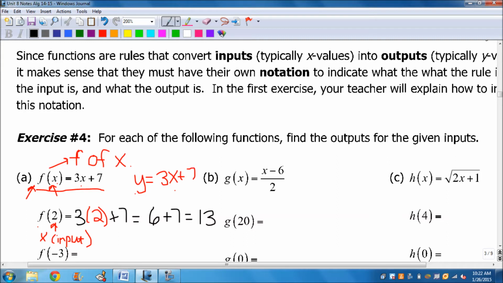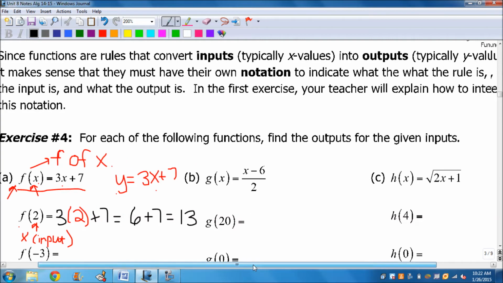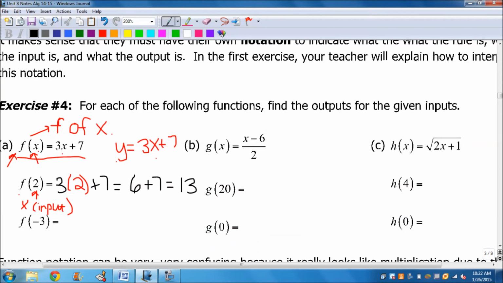Now, sometimes it doesn't have to be f of x. It could be any letter you want it to be. So here's a new function. It's called g of x, so you don't get it mixed up with f of x. It's a new function. So same thing, I'm going to do the exact same thing.